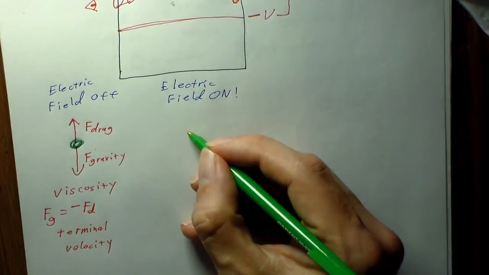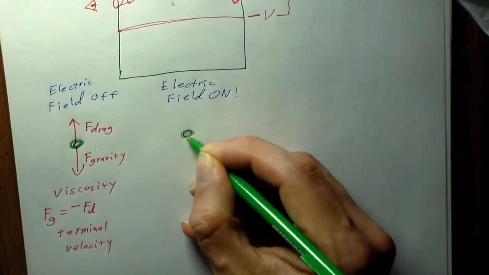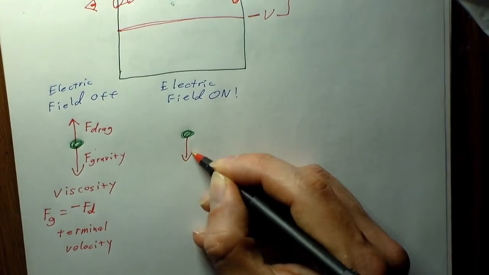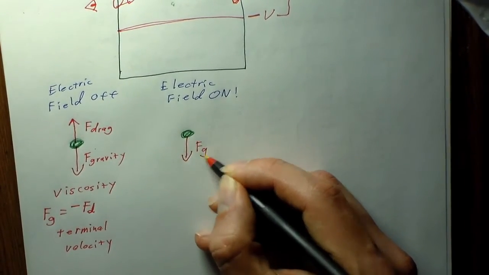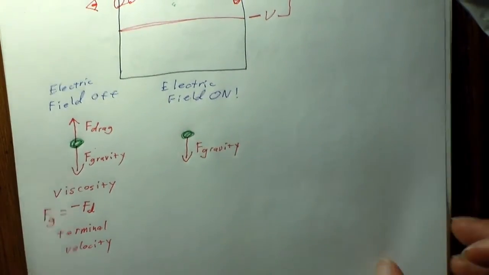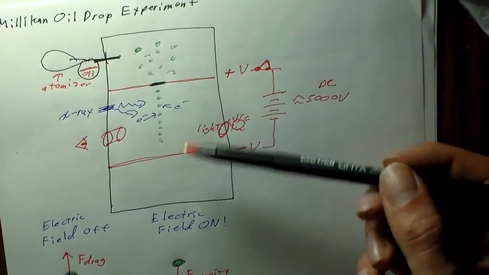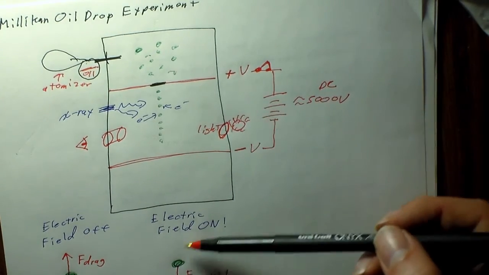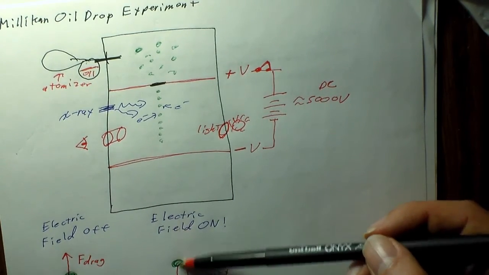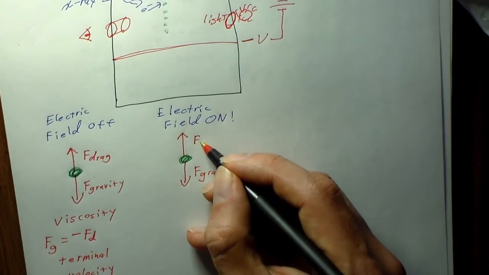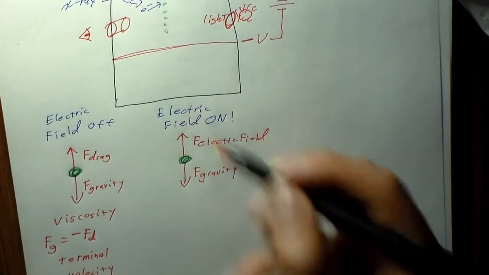So what's going to happen here, and this is going to be the same droplet, so it's about the same size. Now gravity is still going to be pointing down, so the force of gravity is still the same. But now we're going to have the electric field being on. And remember from our orientation here, this is a negatively charged particle, so it's going to be attracted to the top portion. So that means that the force from the electric field is going to be pulling this up. So I'm going to have here the force from the electric field. And this is going to be pulling it up.